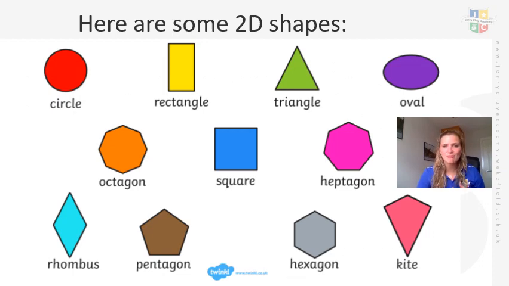So we've got circle, rectangle, triangle, square. They were probably the most popular ones that you'll have already known. Then we've got other ones like oval, things like octagon, hexagon, rhombus, kite, pentagon. So we're going to go over these ones that are maybe even new to you that you might not have heard of before.